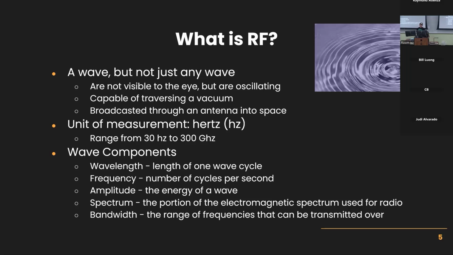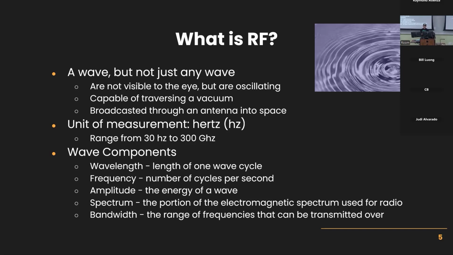Radio waves are capable of going through an antenna and being broadcast into space. It's not to say that they aren't capable of going through a medium or that they require a vacuum, but they can. The unit of measurement is hertz, and the general range is 30 hertz to 300 gigahertz. I should note specifically that this is a very broad range. I'll get into that later.